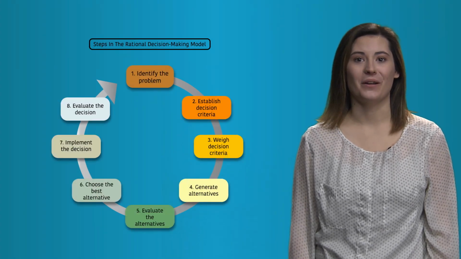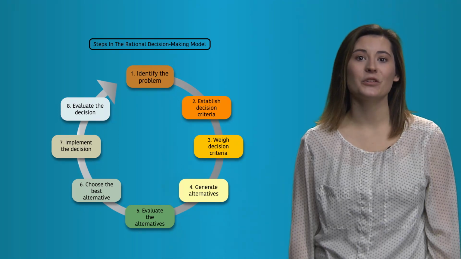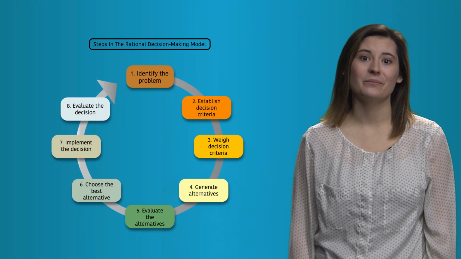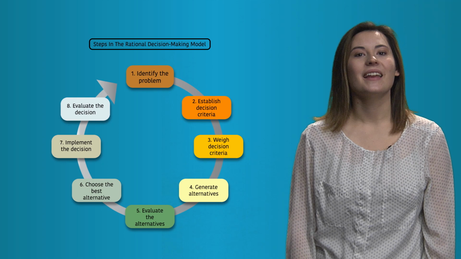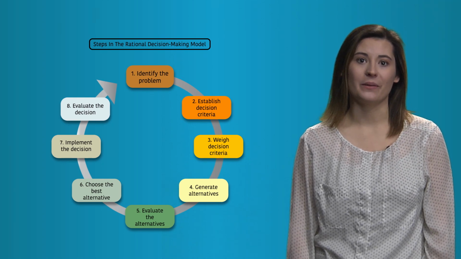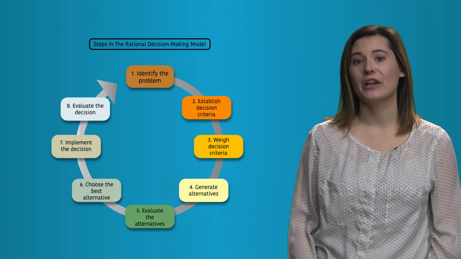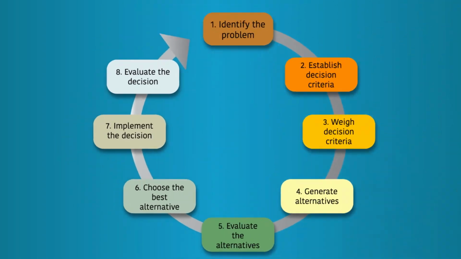The rational decision-making model describes a series of steps that decision makers should consider if their goal is to maximize the quality of their outcomes. In other words, if you want to make sure you make the best choice, going through the steps of the rational decision-making model may make sense.